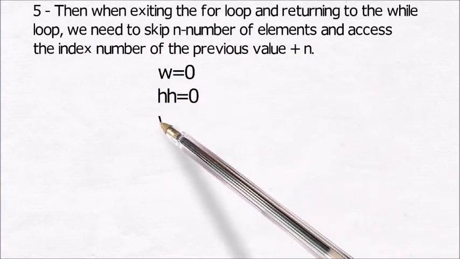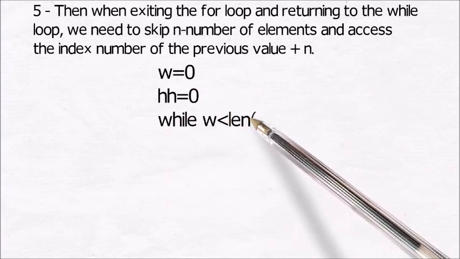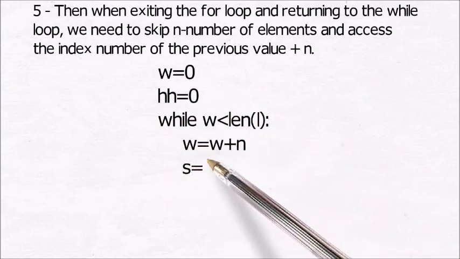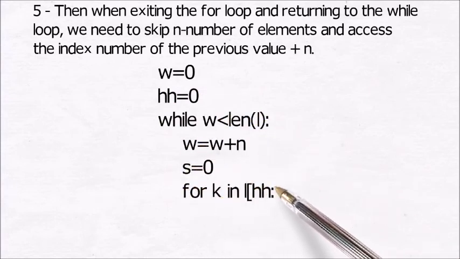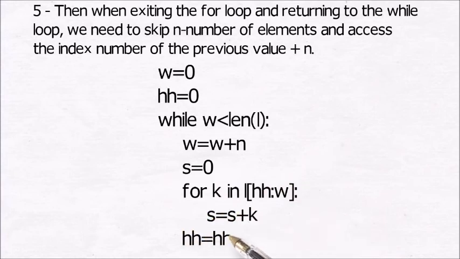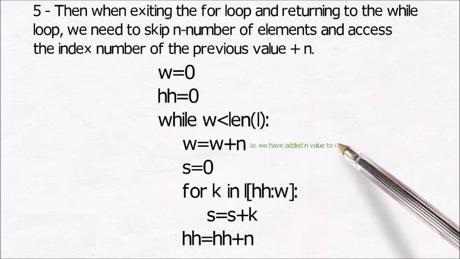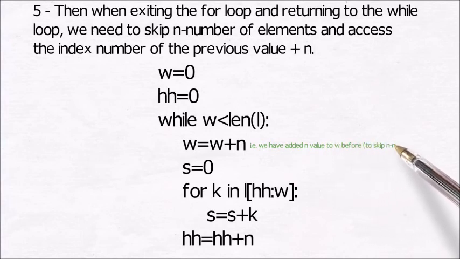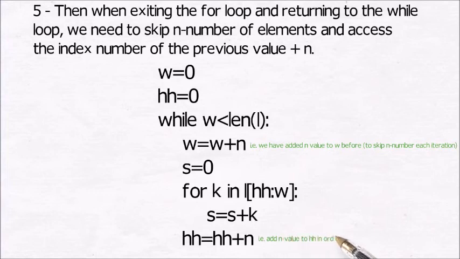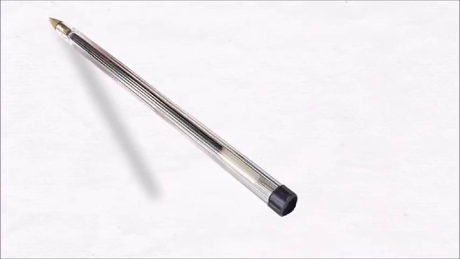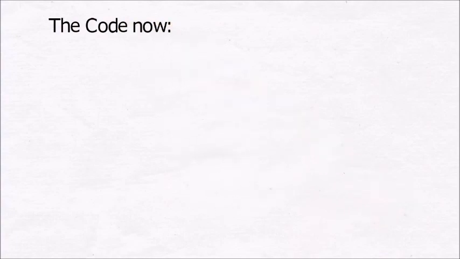W equals 0, H equals 0, while W less than len of L. W equals W plus n, S equals 0, for K in L of H to W, S equals S plus K, H equals H plus n. We increase W with the n value, and we increase H also by the n value, so as to keep the interval size constant. The code now is as follows.